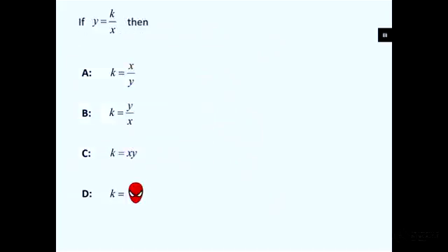If y equals k on x, here's a tiny bit of algebra. How do you rearrange that to k equals? Just look at the first one and say, I just want the k by itself. Exactly. If I want the k by itself, I want to get rid of that divided by x. I want to times by x. So it becomes k equals xy, yx, same thing. So that's what I mean by algebra knowledge.